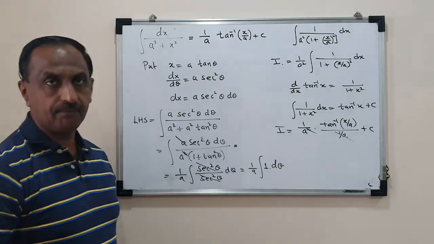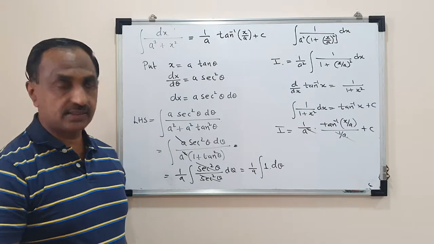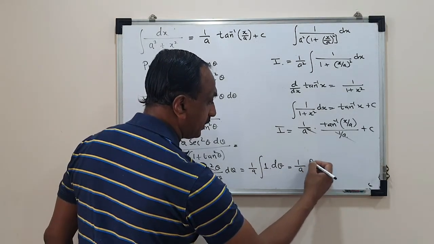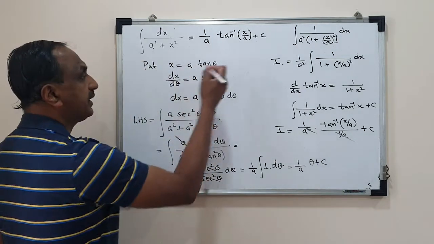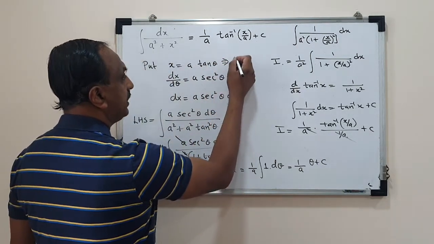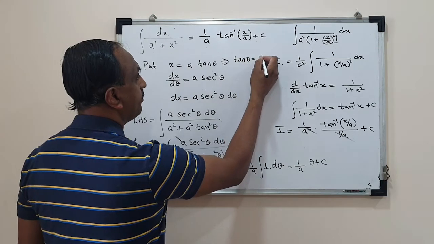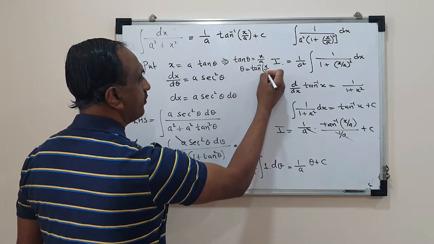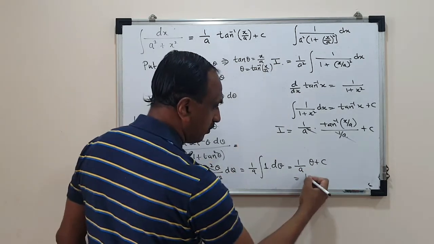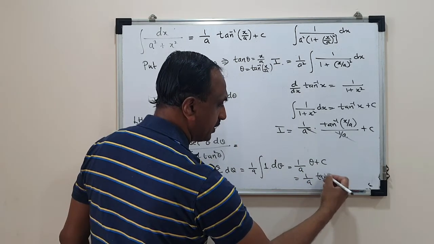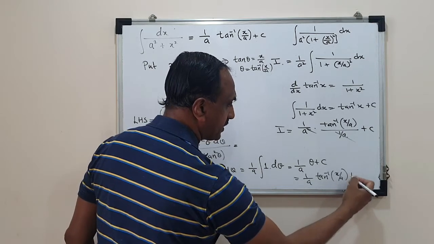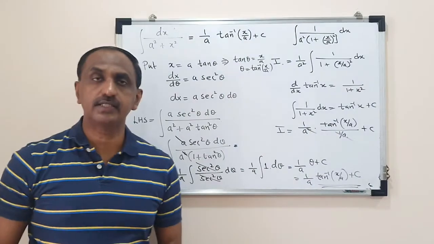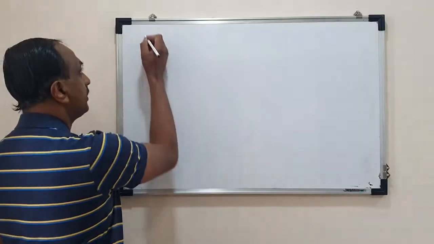Remember, the variable is theta. Integral of 1 dx is x. Integral 1 d theta is theta. So 1 by a into theta plus c. Now what is theta from here? Tan theta is x by a. So what is theta? Tan inverse x by a. So I can write here as 1 by a tan inverse x by a plus c becomes your answer. So this is a method that you need to apply in the board examination for proving this theorem.